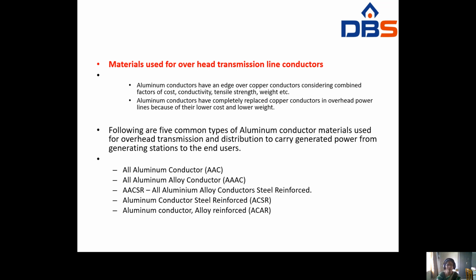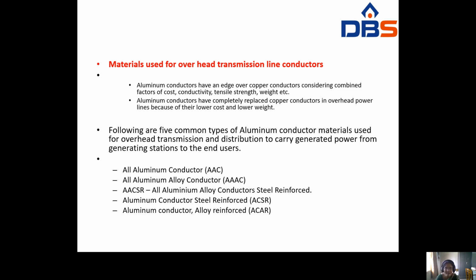Next, let us see the materials used for overhead transmission line conductors. Which materials are most suitable for conductors? Mostly, 90% of the time, we use aluminum conductors. Aluminum conductors have an edge over copper conductors considering combined factors: cost, conductivity, tensile strength, weight, etc. At the edges, the aluminum conductors are coated with copper. Those are used as conductors for the transmission line.